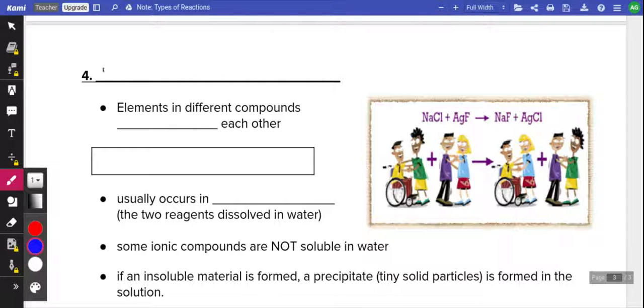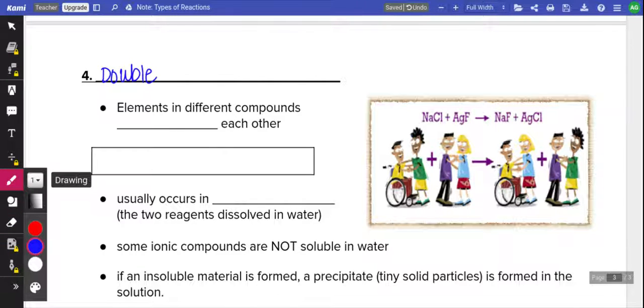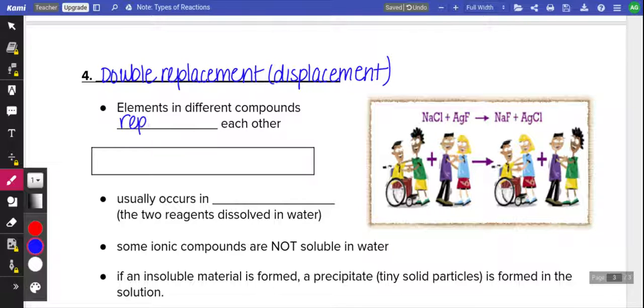The next type of reaction is called a double replacement, or double displacement. Elements in different compounds replace one another. So you have this double switcheroo happening. Again, this is the general form: you have AB plus CD gives AD plus BC.